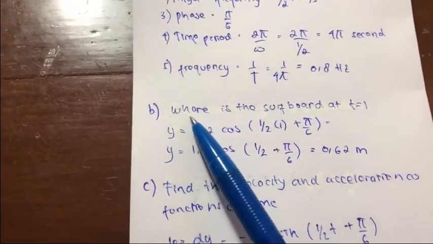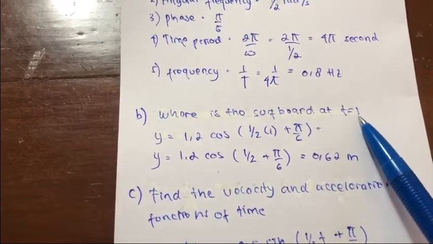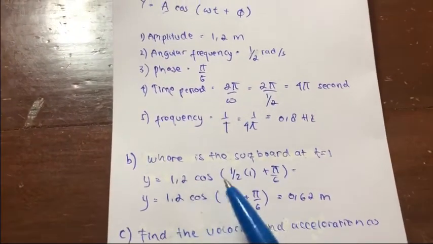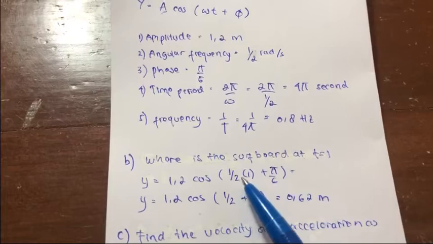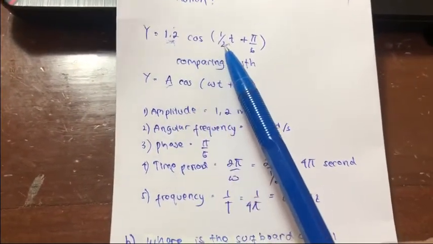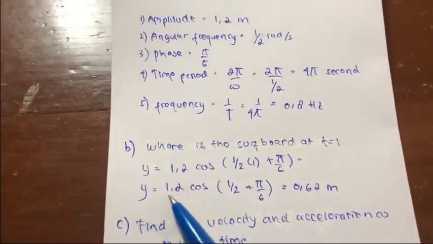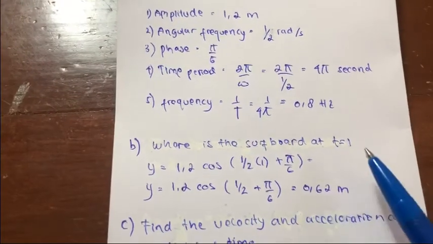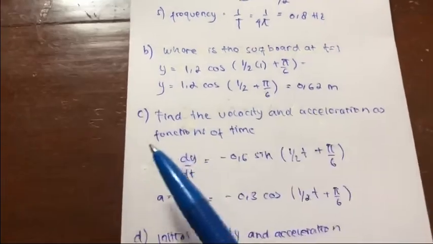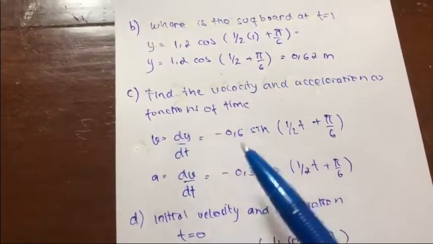For the second question, where is the surfboard at time equals 1 second? We can put the time into the equation, 1.2 cos(t/2 + π/6). So we got the position at time 1 is 0.62 meter.